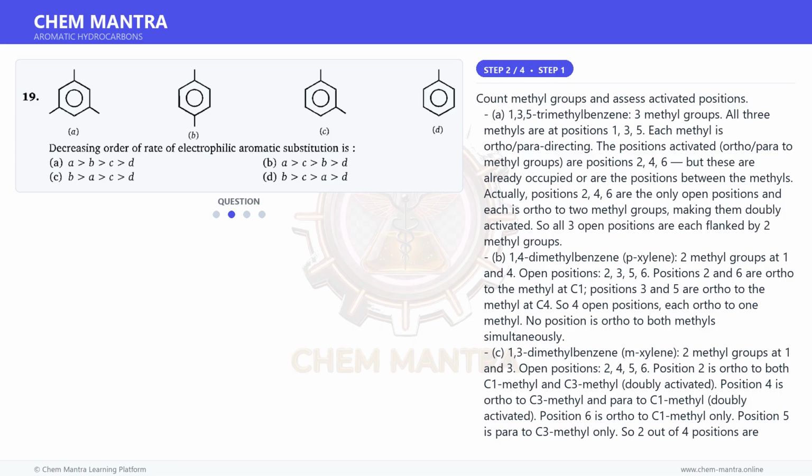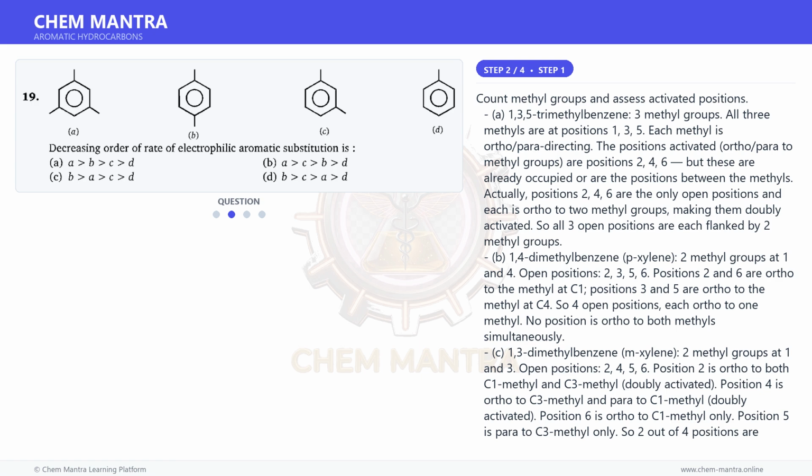C. 1,3-dimethylbenzene, m-xylene, two methyl groups at 1 and 3. Open positions 2, 4, 5, 6. Position 2 is ortho to both C1 methyl and C3 methyl, doubly activated. Position 4 is ortho to C3 methyl and para to C1 methyl, doubly activated. Position 6 is ortho to C1 methyl only. Position 5 is para to C3 methyl only. So 2 out of 4 positions are doubly activated.